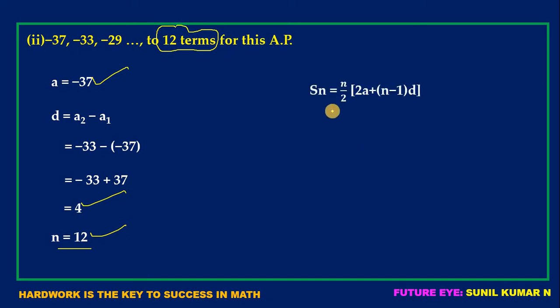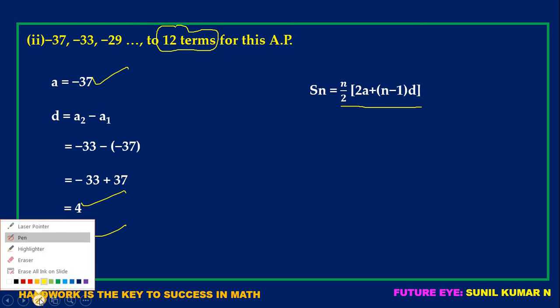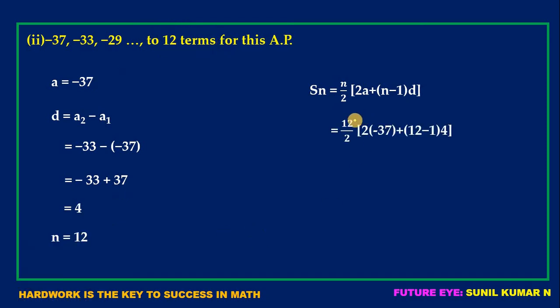So consider the formula first. Here we have to take the formula, that is Sn is equal to n by 2 into 2a plus n minus 1 into d. Now substitute all these values in this formula, children. So what is the n value? You have put 12. What is the a value? See, it is here, the a value is minus 37. So you must write minus 37 in a bracket, otherwise it will become 2 minus 37.